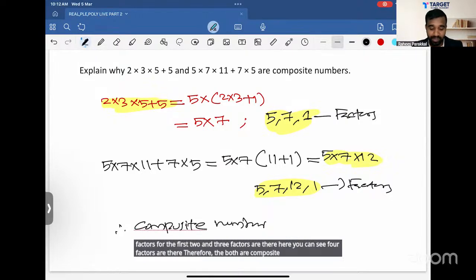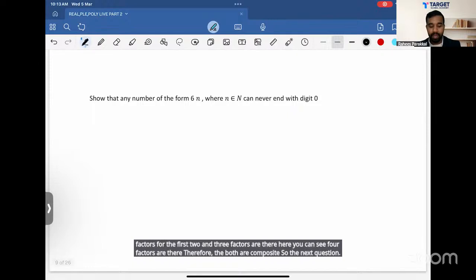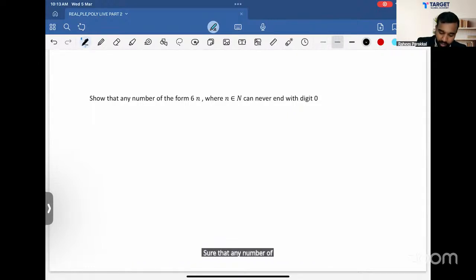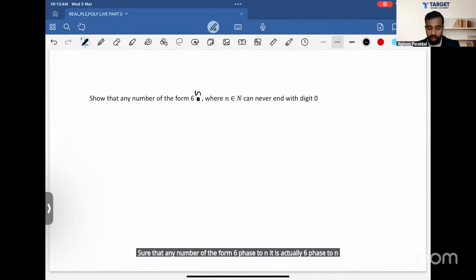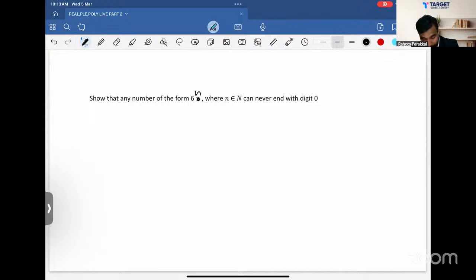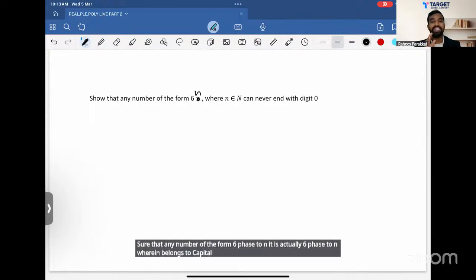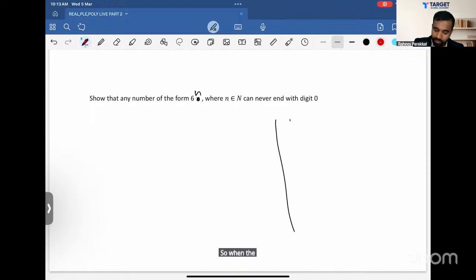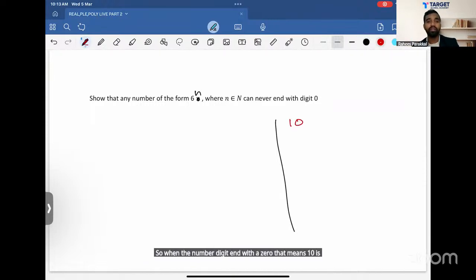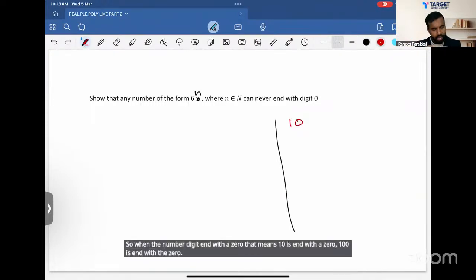So the next question: show that any number of the form 6 raised to n, where n belongs to the natural numbers N, can never end with the digit 0. When a number ends with a 0, like 10, 100, or 50, that means it's a multiple of 2 and 5.